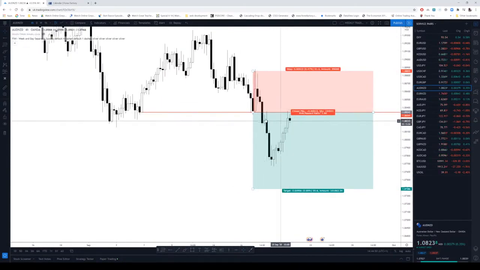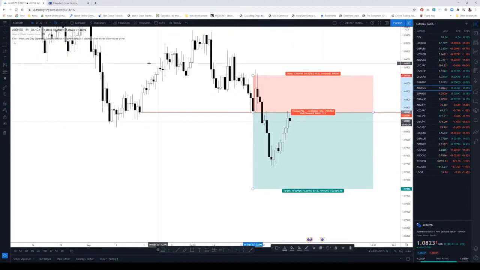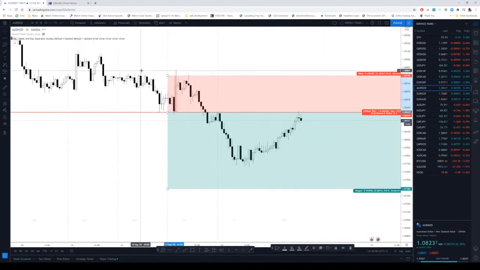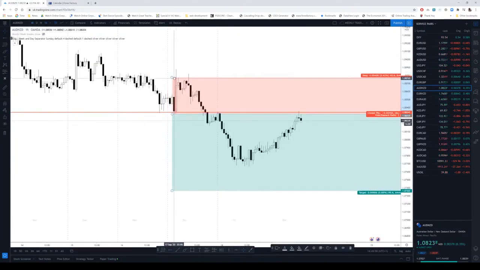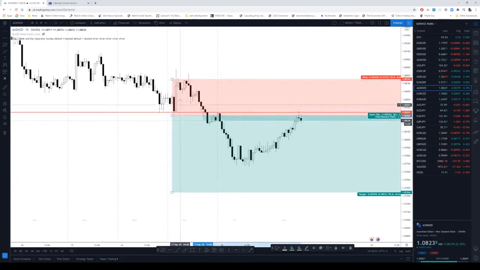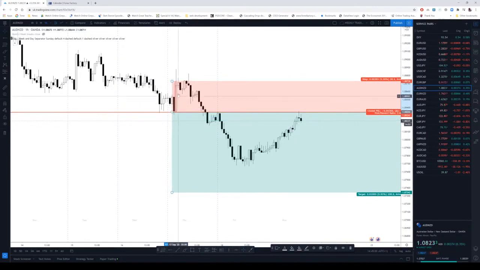Okay, so if you want to, let's go back to the hourly. With a stop 35 right there. Sorry, the last up candle there. Okay, protecting the last up candle.